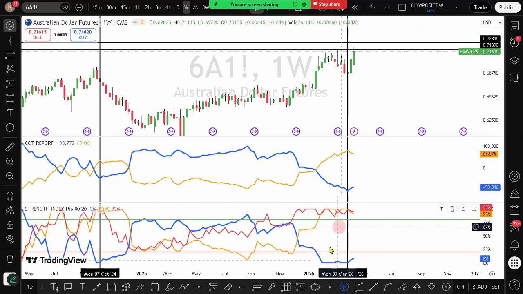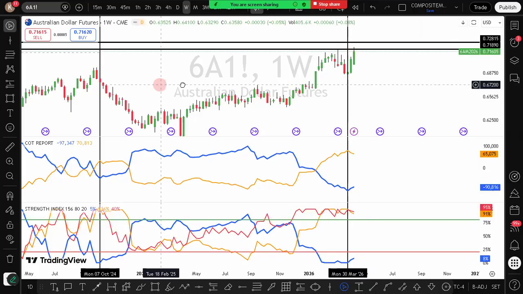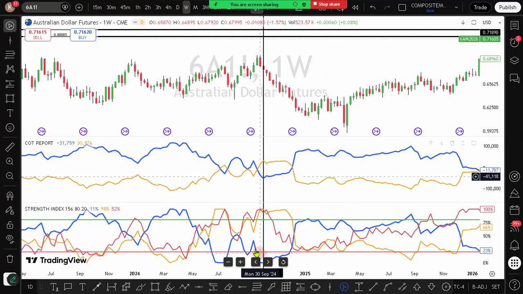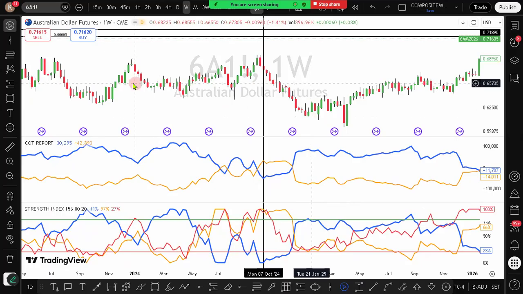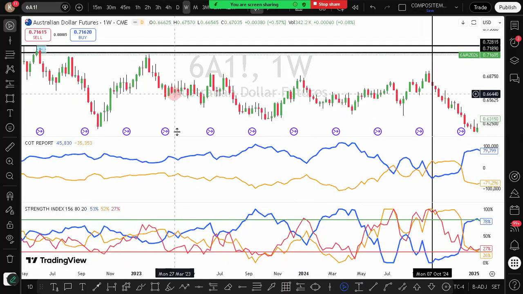So look at this, commercials getting bearish, fund managers and retailers getting more bullish, and we're looking for the drop. Look previously here, commercials are extremely bearish, fund managers and retailers bullish, and look at that, we're getting more bearish. Look at that, the drop came in. So it's easy to go back into this data and backtest.